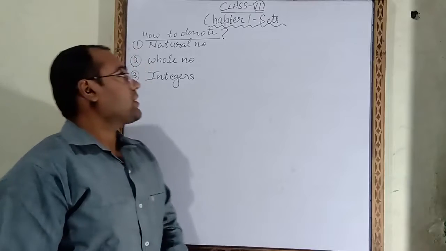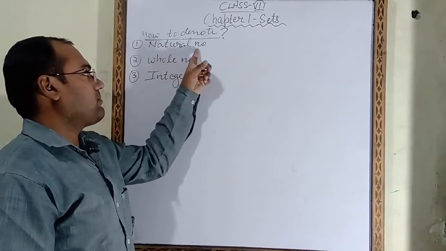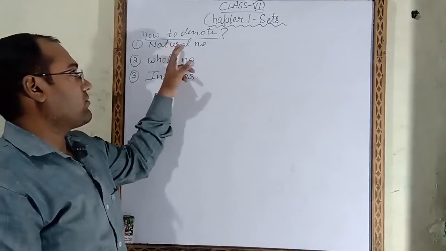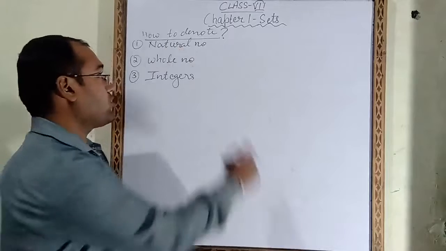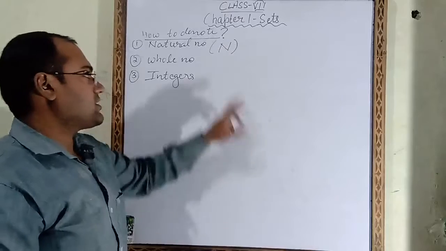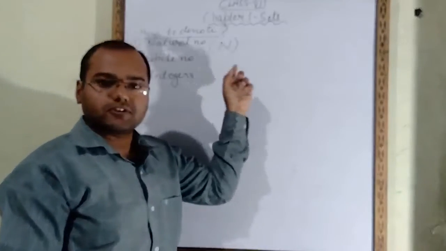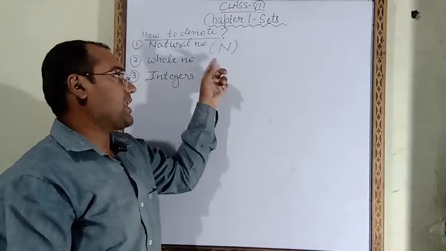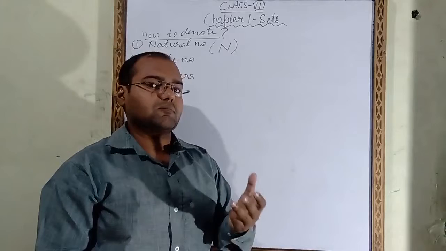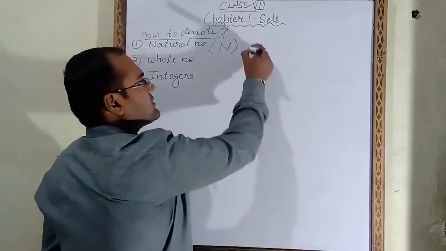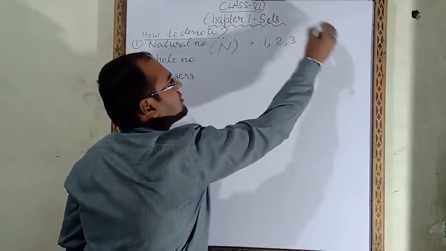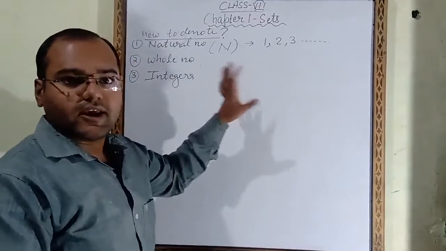Now see this. How to denote natural numbers, whole numbers and integers. So how will we show natural numbers? To represent natural numbers, we have to use capital N. This is the symbol which we have to use to represent natural numbers. So capital N means natural numbers. So what are natural numbers? Natural numbers are those numbers which start from 1. All the numbers starting from 1 come under the category of natural numbers.